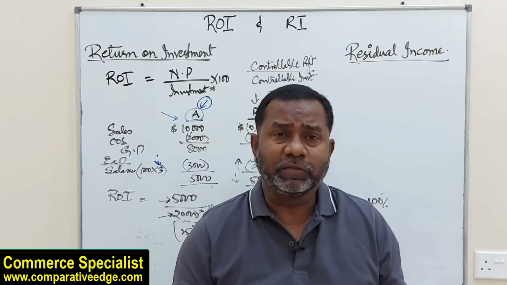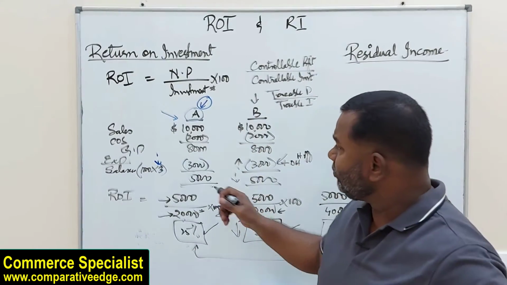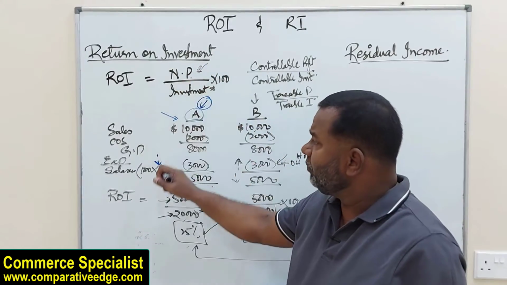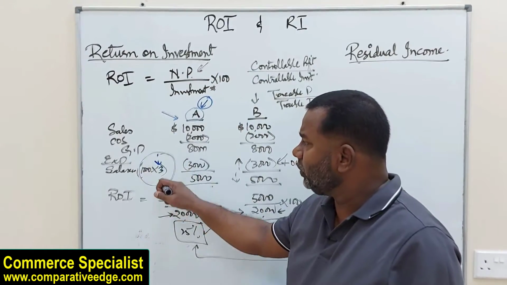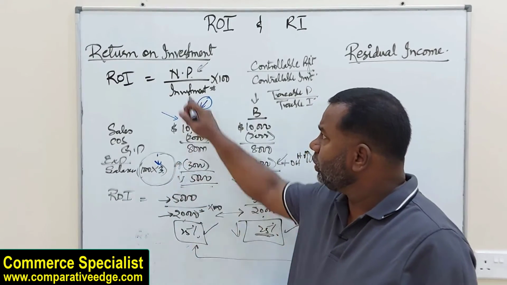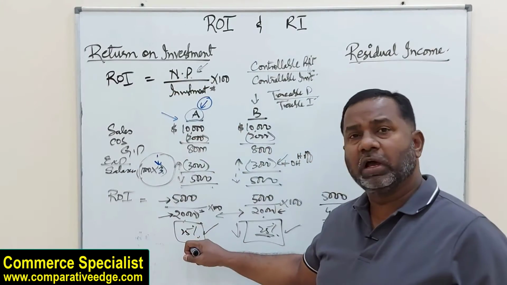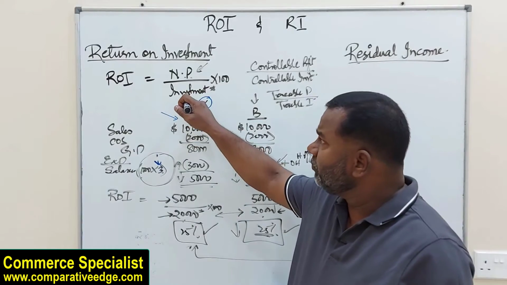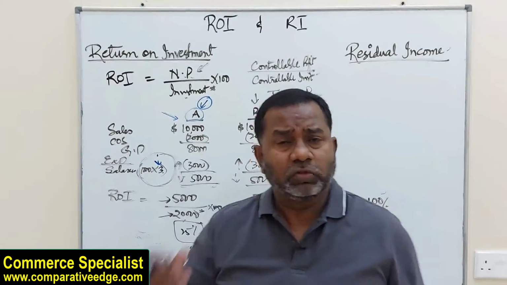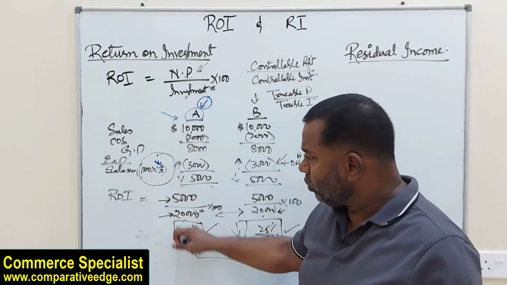ROI, yes, it's a performance measurement tool, but it can be easily manipulated. How? If something happens to the net profits, look here. I told you how net profit can be manipulated. If there is pressure from the top management, your expenses may go up. If it goes up, profit will go down. So if the net profit is manipulated somehow, it will affect the ROI. If the denominator, investment, is manipulated, remember in my example, my boss made me buy assets which I never required. If that happens, your denominator will increase. If your denominator increases, your ROI will go down.